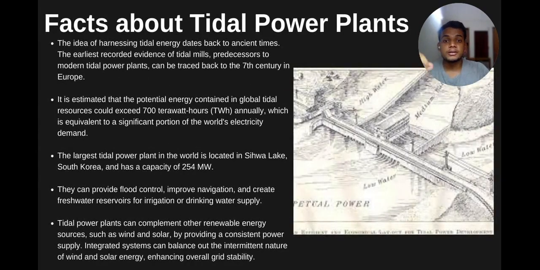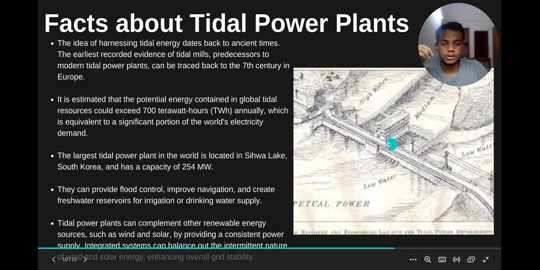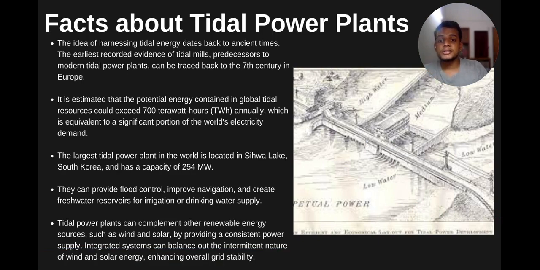Now, moving on to some interesting facts about tidal power plants. It is not a very new idea. It has been dated back to the 7th century in Europe. Here you can see a picture of one of the old blueprints of how tidal power plants were planned to be built. Then the estimated potential energy contained in the global tidal resources could exceed 700 terawatt hours.